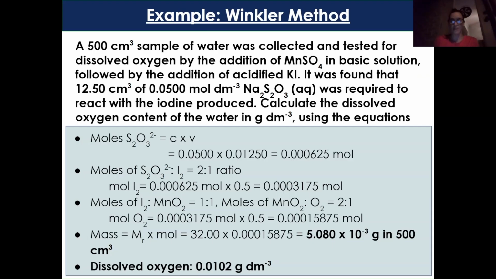Oh, by the way, sorry. Milligrams per decimeter cubed is what ppm is in. So this is grams per cubic decimeter, so this would be 10.2 parts per million of oxygen that is in this water sample. So yeah, sorry, it's milligrams per liter, or milligrams per cubic decimeter, that is equivalent to ppm. Okay, bye.